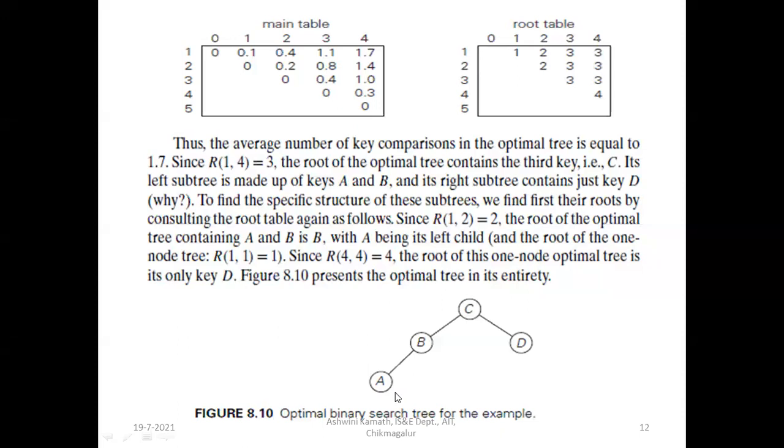A will come on the left side of B. Similarly, for D, we have to check which one is the root. So 4 comma 4, it is equal to 4. So that itself is the root on the right subtree. And for A, 1 comma 1 is 1, right? So 1 is the root of the left subtree of B. Okay, that is how we can check which is the root of a subtree or the main tree.